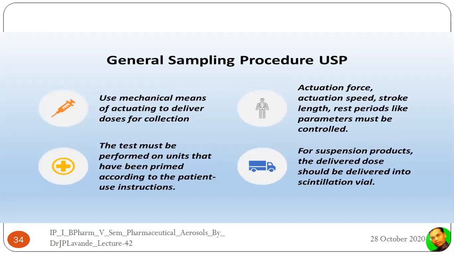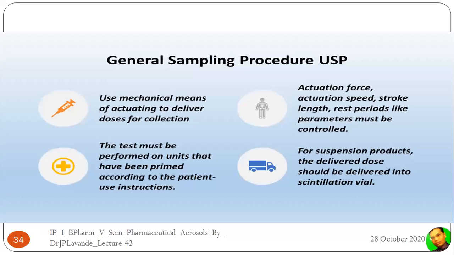Now the USP is very specific as far as the process of evaluation is concerned, and they have set standards. For example, they recommend using a mechanical means of actuating to deliver the dose for collection, because parameters like actuation force, actuation speed, actuation stroke length and rest periods must be controlled, as from person to person these vary. Person to person actuation force is different, speed is different, length is different, and rest period is different. So there is a need for this standard procedure.